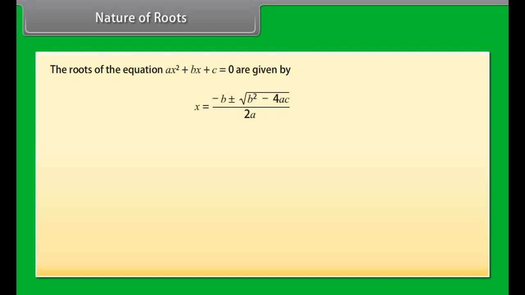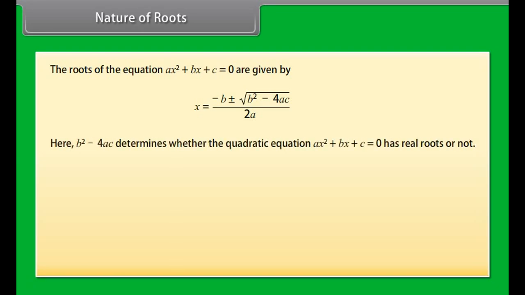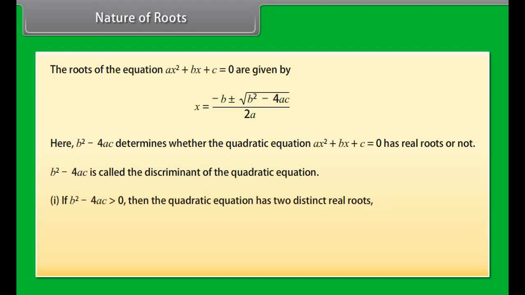x is equal to −5 + √23.5 or x is equal to −5 − √23.5. x is equal to −0.152, three significant figures, or x is equal to −9.85, three significant figures. Nature of roots.